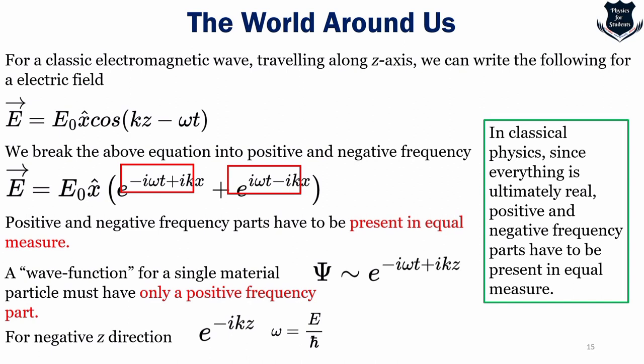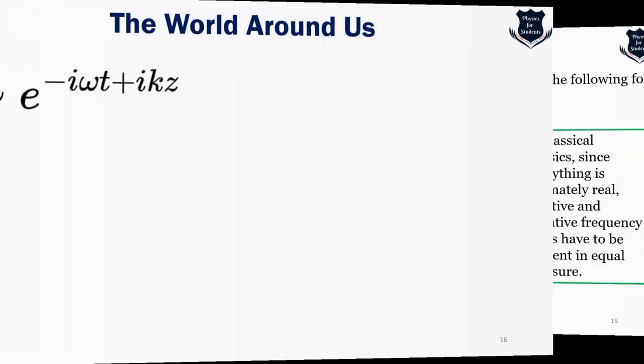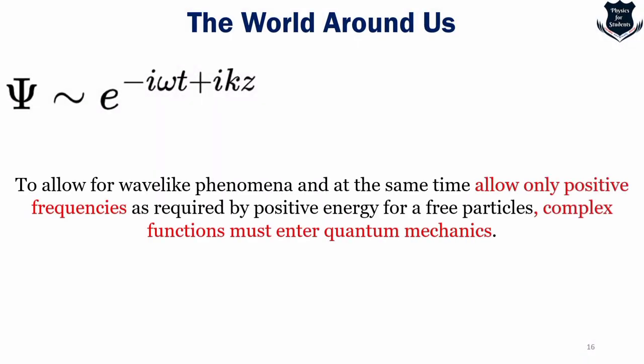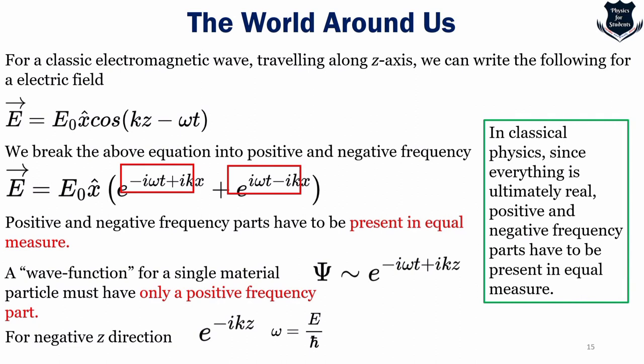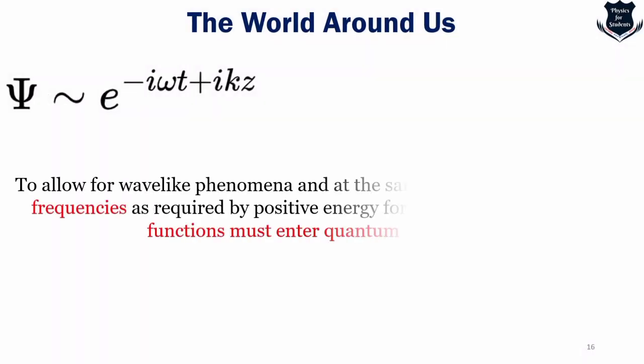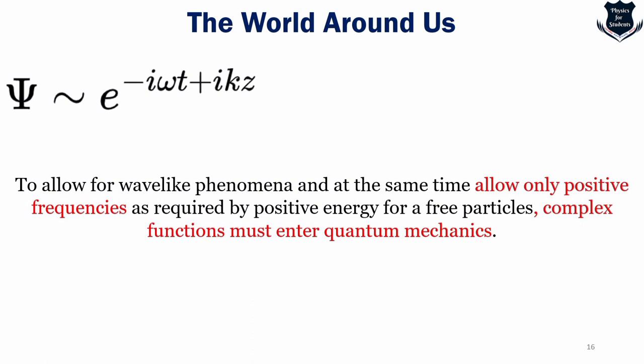That means there has to be something which would compensate the positive and the negative part. So here you see, we find this minus i value. So it would allow for wave-like phenomena and at the same time only allow positive frequencies, as required by positive energy for particles. Complex functions hence enter quantum mechanics. So you can go back to this and find out why we are using this minus i, why it comes in, because we have to find a single material particle where the positive frequency is there. So this shows the importance and the real need for why we are encountering complex numbers in quantum mechanics and how it happens.